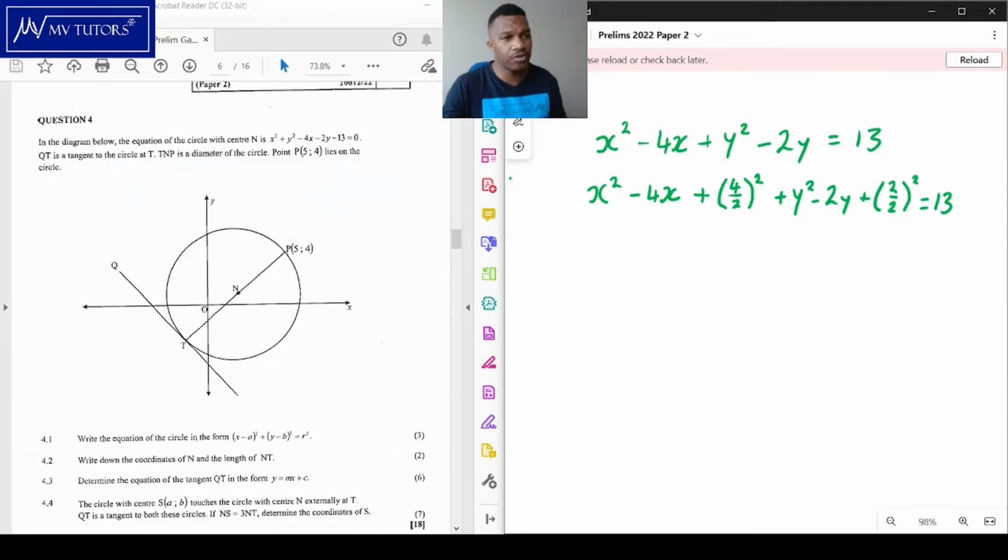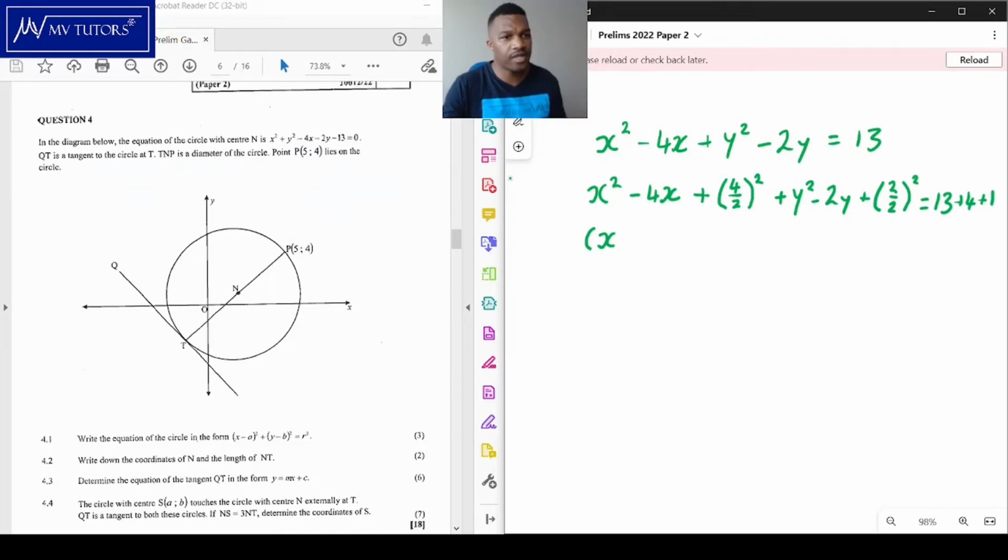Equals 13. Then what I want to do is add: what's 4 divided by 2? 4 divided by 2 is 2. 2 squared is 4. So add a 4 here. Anything I do on one side, I must do on the other side. 2 divided by 2 is 1. 1 squared is still 1. So there we go.